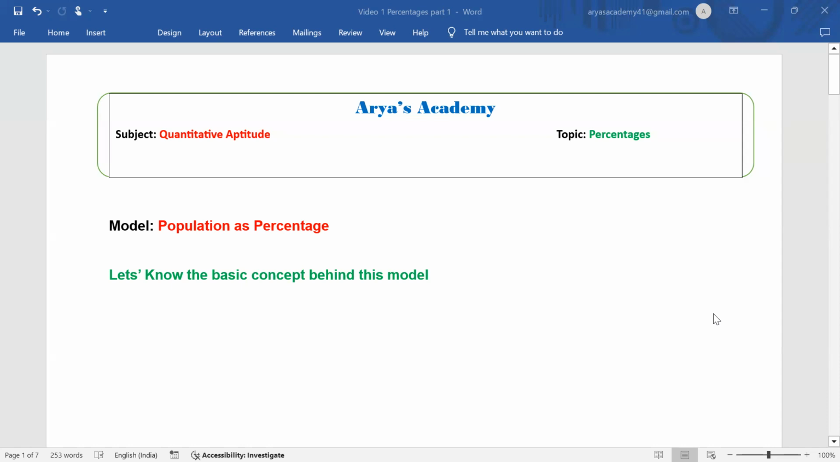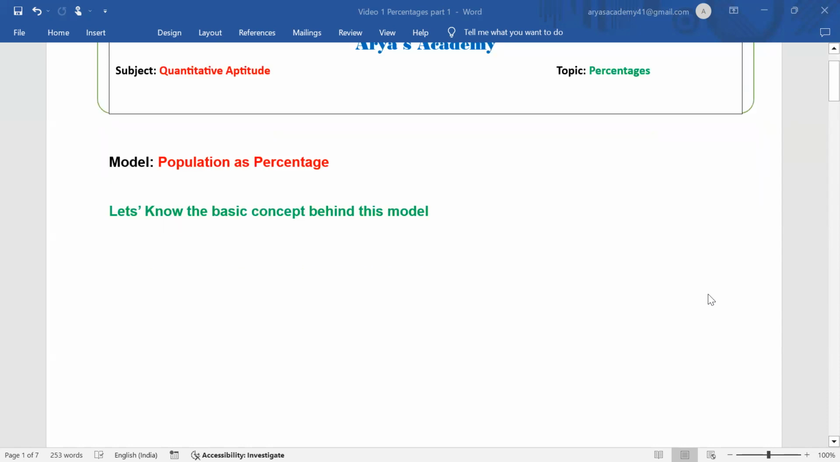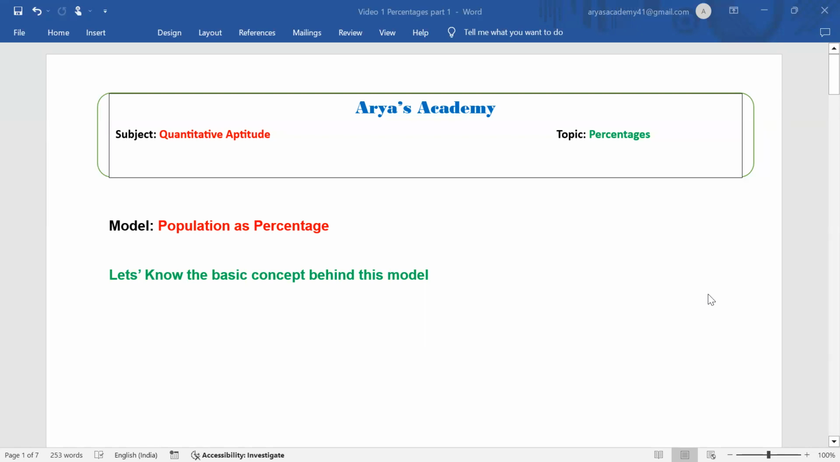So let's move into the topic. Today I have one for percentages. Population as a percentage is the model that we are going to concentrate on today. We'll be solving 5 questions along with coming to know the basic concept of this model.